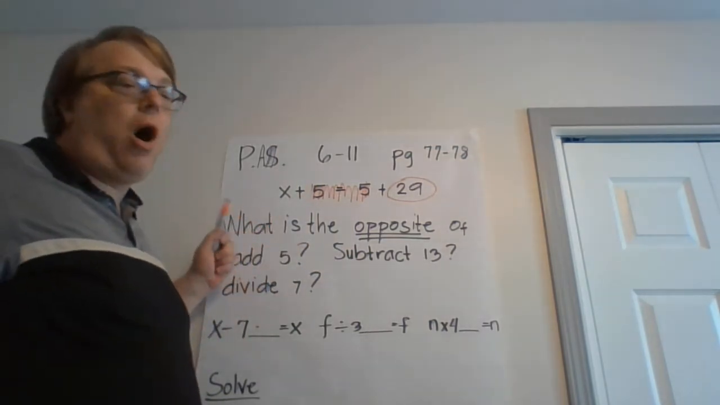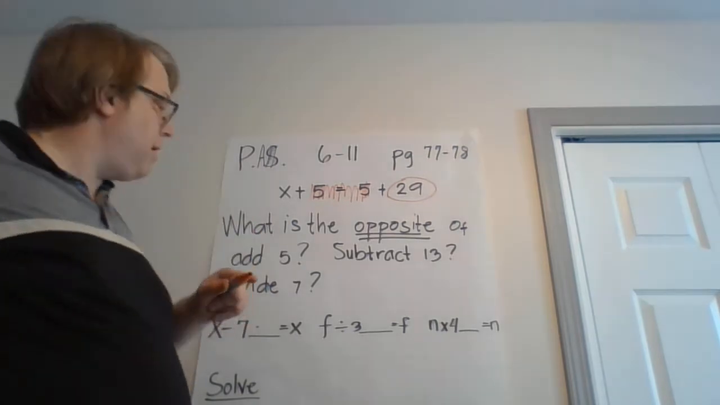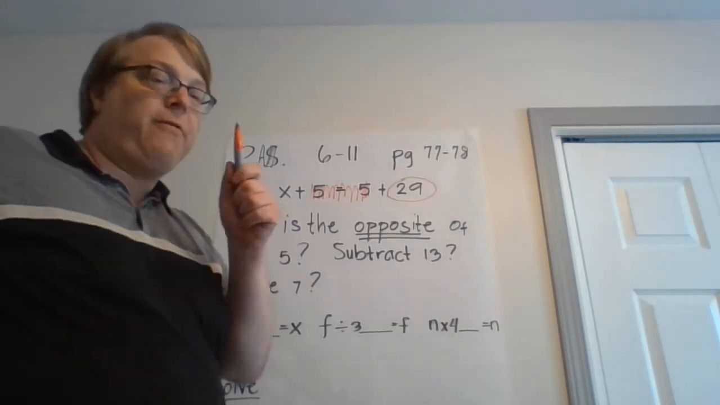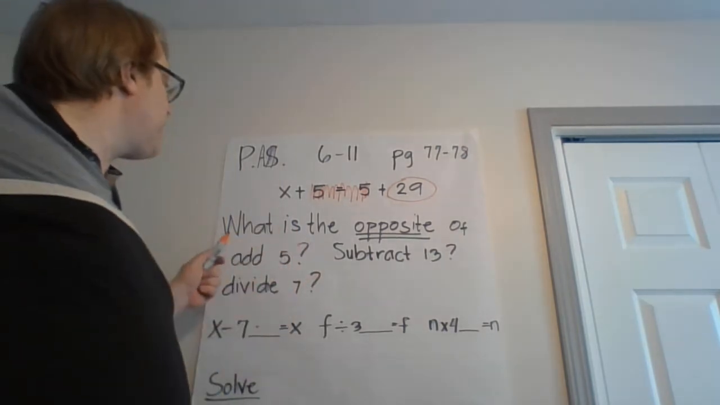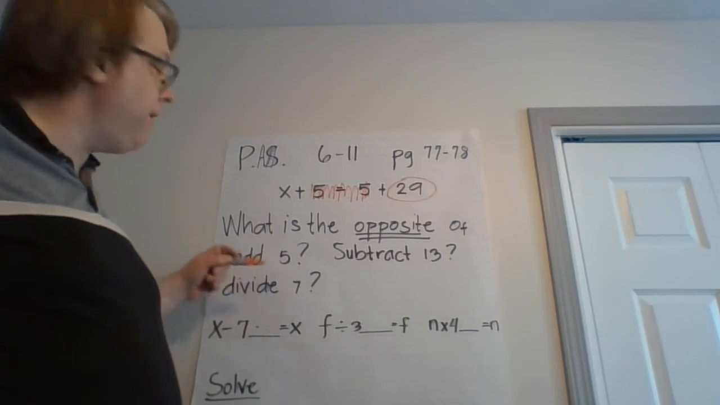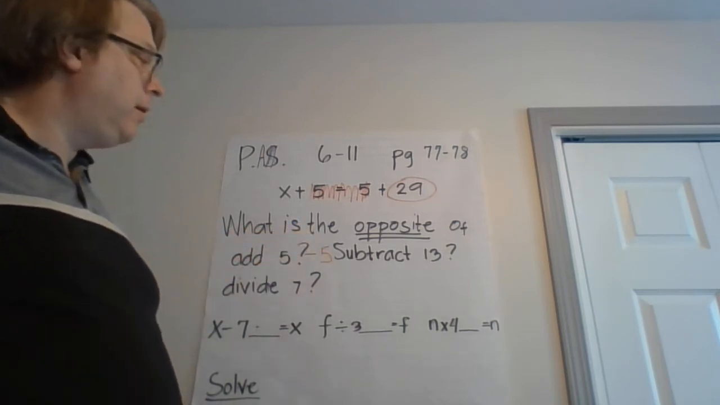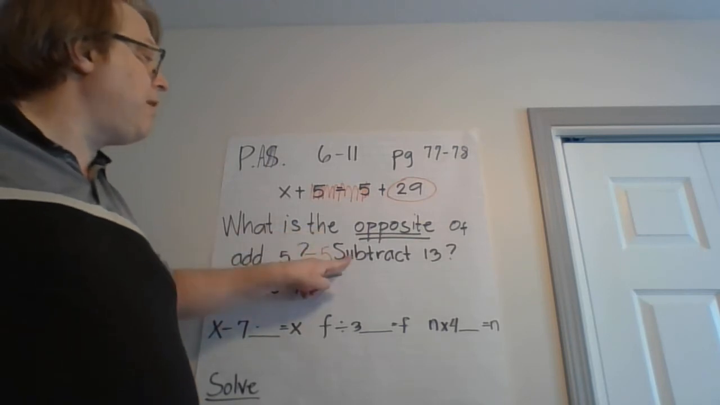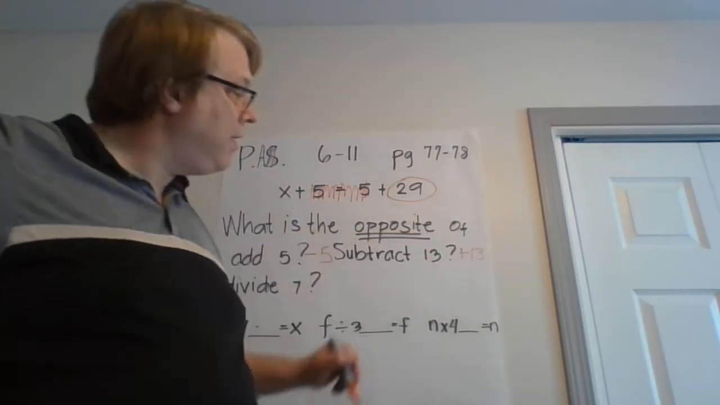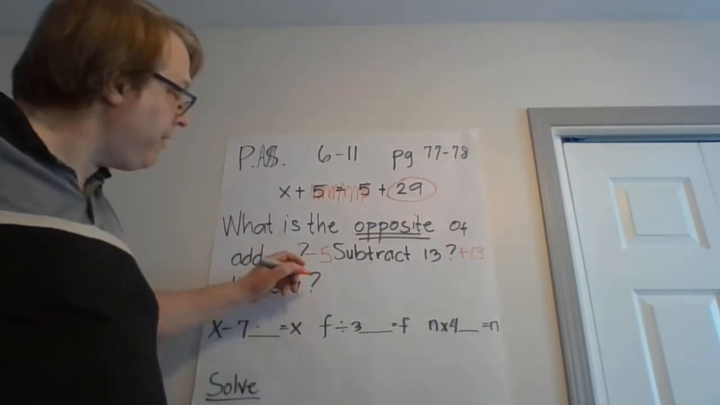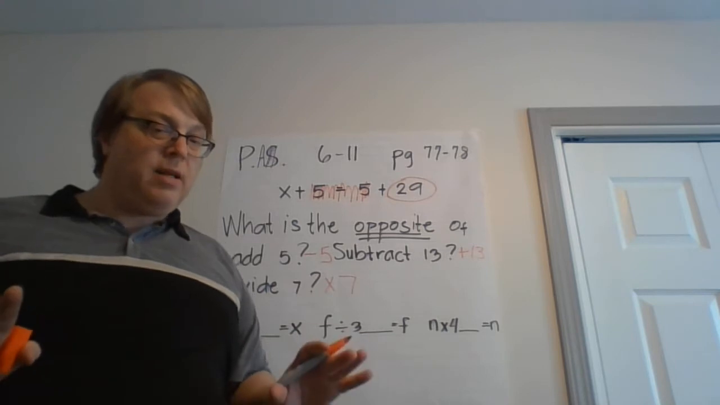So what is the opposite of these next ideas? Because if we can figure out the opposite, we can figure out how to get rid of it. So for example, what's the opposite of add 5? It's obviously take away 5. What is the opposite of subtract 13? Add 13. What's the opposite of divide by 7? Times by 7. So easy, right?